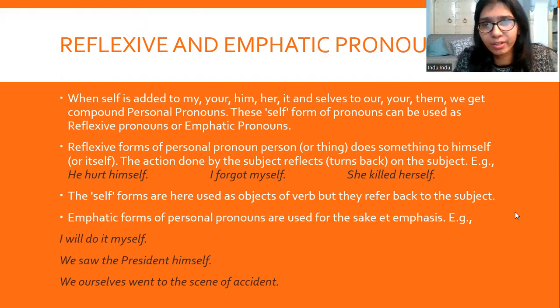The action done by the subject reflects it, that is, it turns back on the subject. For example, he hurt himself. So the action is coming back on the subject. He hurt himself. I forgot myself. She killed herself. So she is the subject, the verb is killed, and the action turns back on her. That is, she killed herself. The self forms here are used as objects of the verb, but they refer back to the subject.